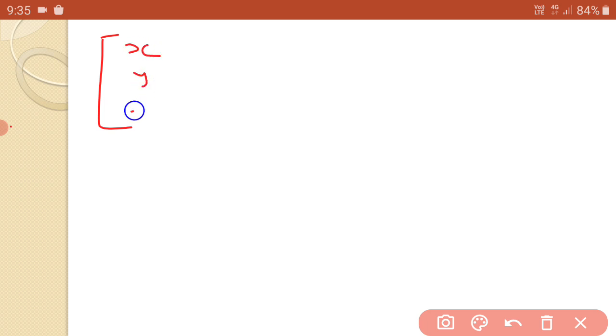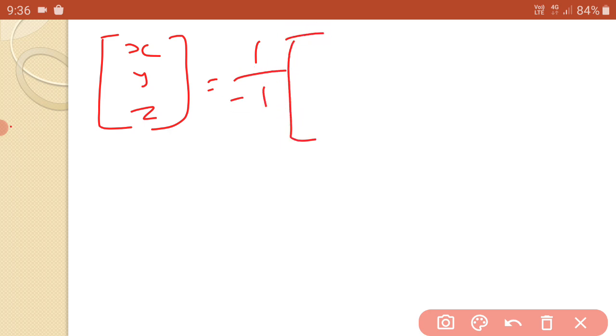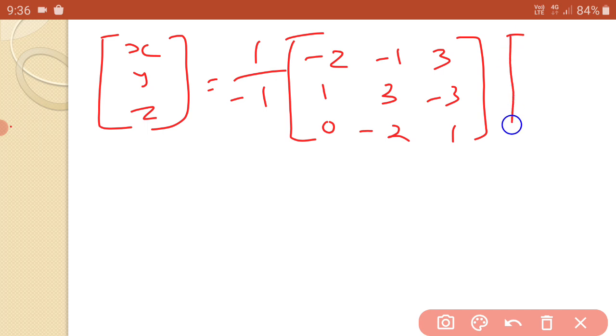Now here your answer is like that: x, y, z is equal to 1 upon minus 1. Then you write adjoint A is minus 2, minus 1 and 3. Then 1, 3 and minus 3. Then 0, minus 2 and 1. And the multiply of this value for 4, 2, 3.